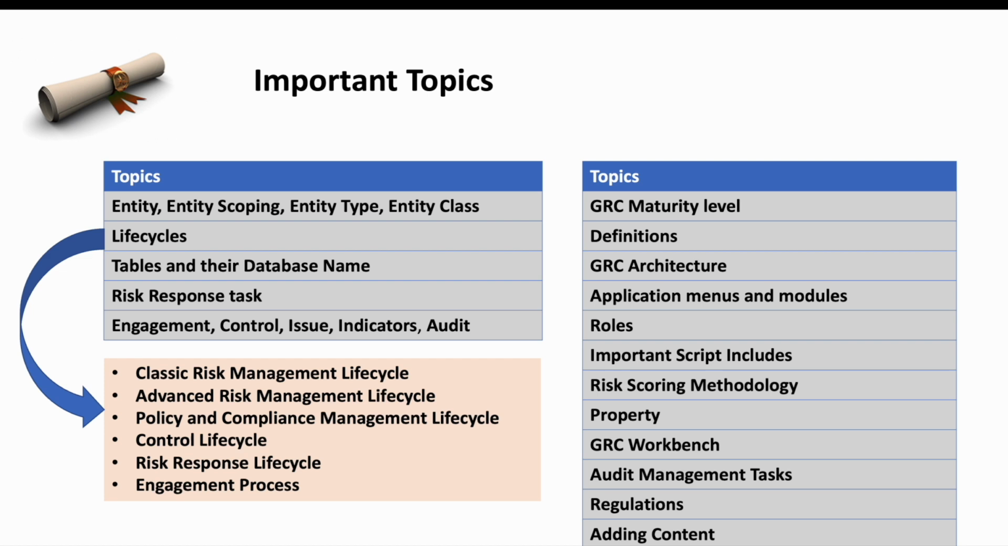Now we have engagement, control, issue, indicators, and audit. You can expect 2 or more questions from each topic, like how issues can be generated, what is the flow of engagement, or in which state of engagement you can perform what kind of activities. So besides that you can go through the topics listed on the right side as well.